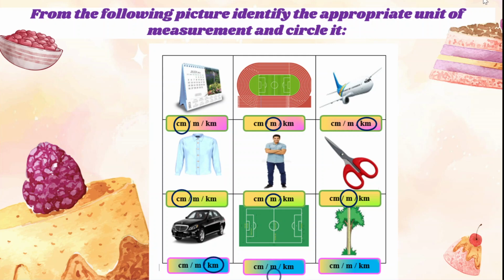And the length of the football ground, usually the length of the football ground will be within a kilometer. If you have a length within a kilometer, it is better to take the meter scale. So meter will be the correct answer. And finally, the length of a tree. The length of the tree is measured in terms of meters. You can't even say in terms of centimeters or kilometers. So the length of the tree is also measured in terms of meters.